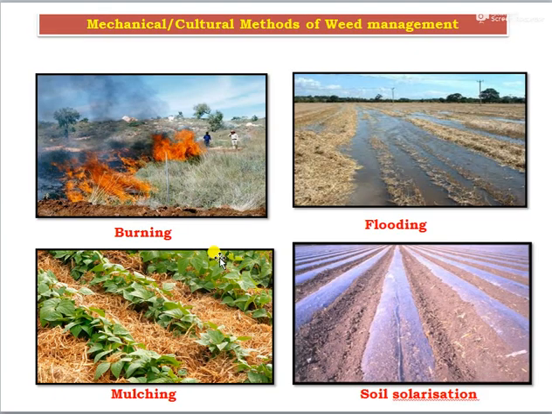Then also burning, that is directly burning the weeds where they are heavily infested. Then flooding is a very simple and easy method for control of perennial weeds, especially Cynodon dactylon. And then mulching is very effective, organic or plastic mulch will be effective for the control of weeds. These are the examples of mechanical or cultural methods of weed management.